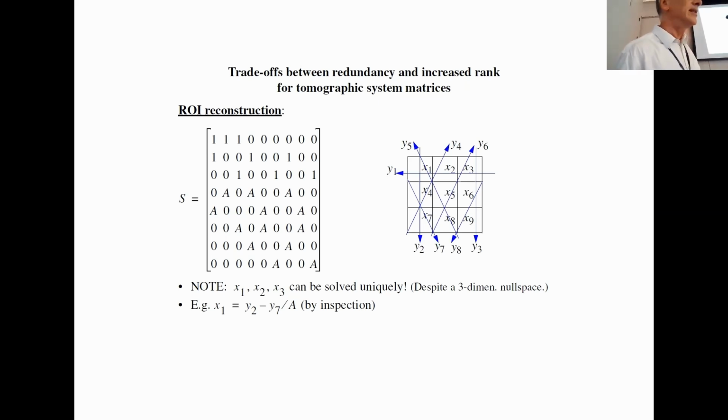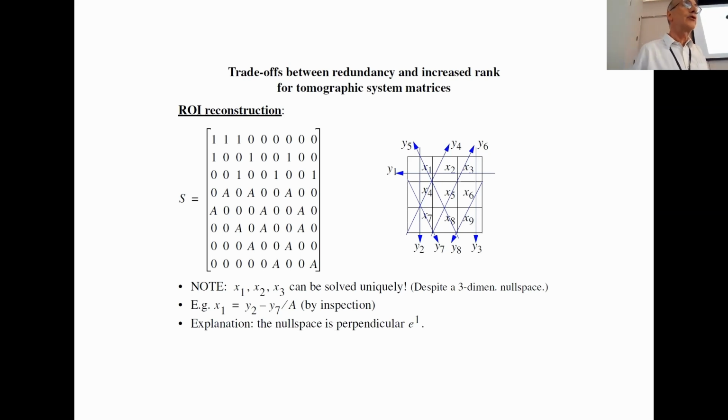So I guess I said a 3-dimensional null space in there. I said a minute ago we had a 1-dimensional null space. Well, it turns out for the system, I'll get to this in a minute, there were actually 2 redundant rows. So there's only 6 pieces of independent information in this system. And nevertheless, we can still get 3 pixels out of that.